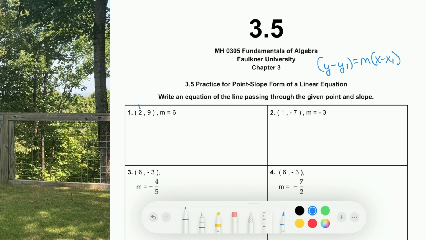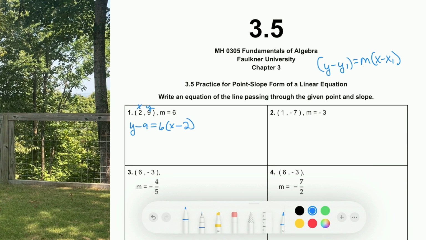So this is my x, this is my y. So I have y minus my y value that I have, which is the 9, equals my slope, which is the 6, times x minus the x value that I have, which is the 2. Now I just need to simplify down. Y minus 9 equals 6 times x, which is 6x. 6 times minus 2 is going to give us minus 12.